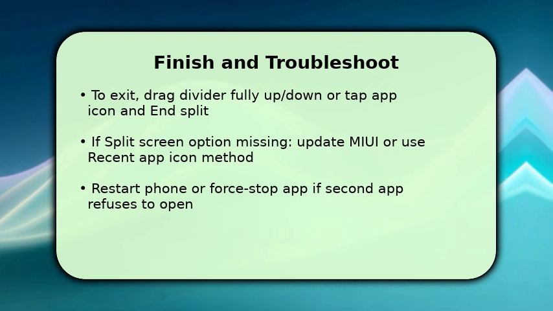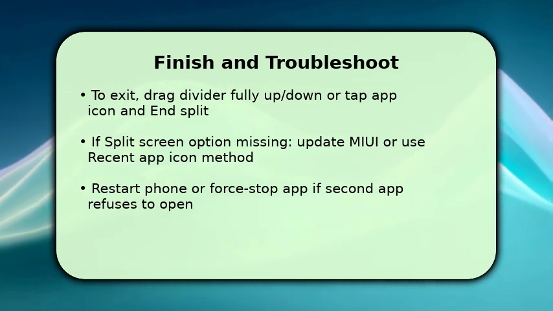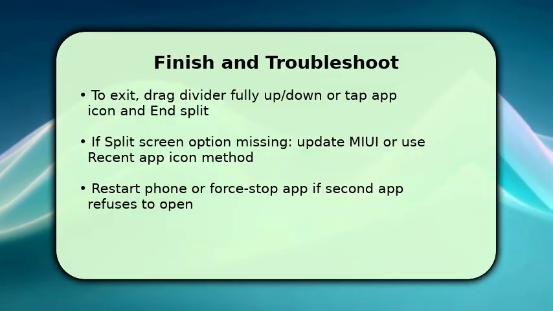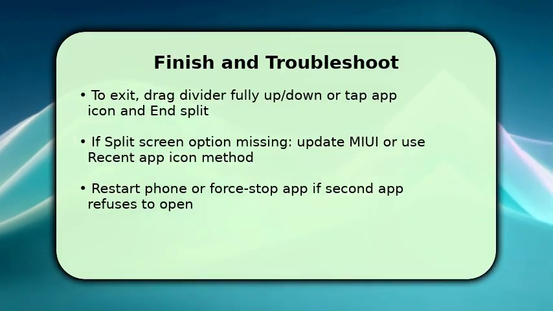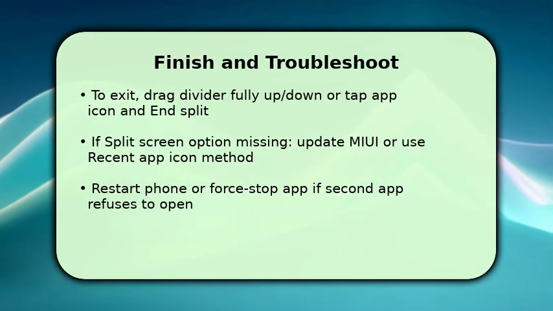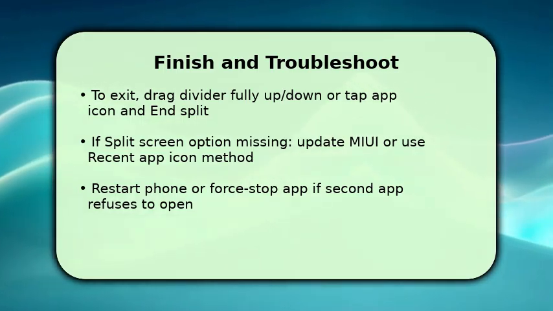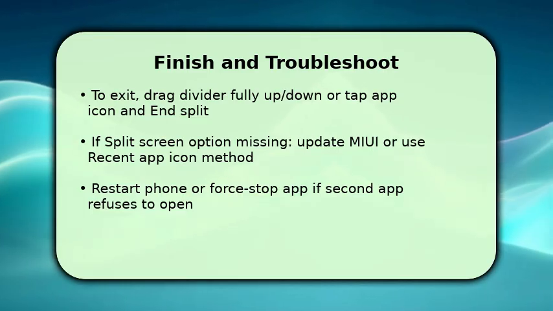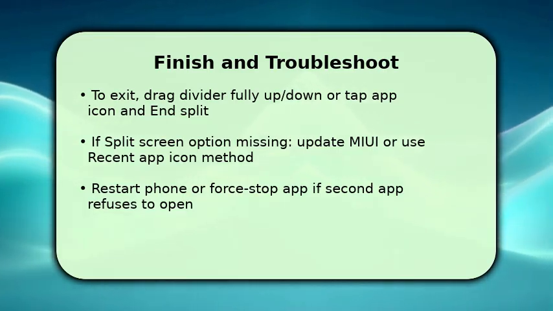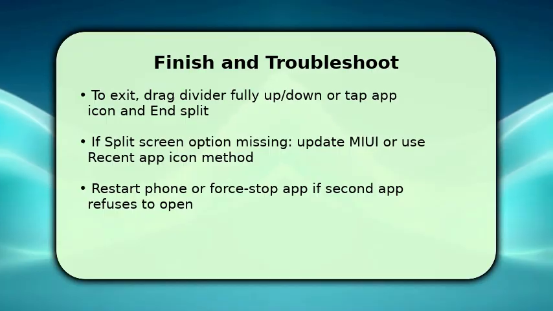If you don't see split screen in the menu, make sure MIUI is updated. Updates restore missing options. And always use the recent app icon method, since quick toggle isn't the reliable path on this device. If the second app refuses to open, restart the phone or force stop the app, then reattempt split to recover normal behavior.